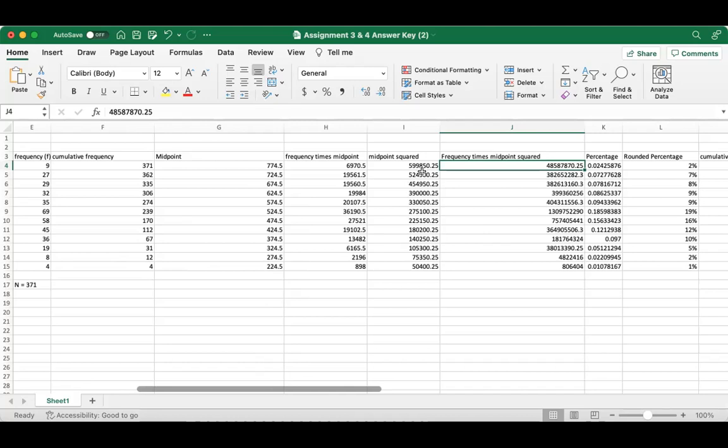Equals E11 divided by F2. Wait, what's the dividing symbol? Just so we know. Equals E10 divided by F2, like that. Like the slash mark.